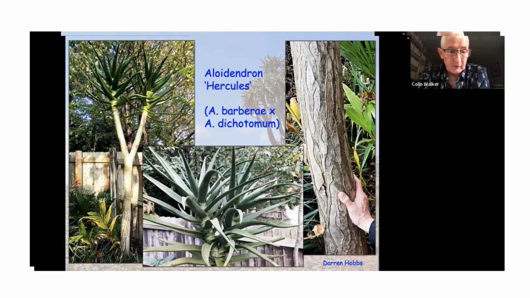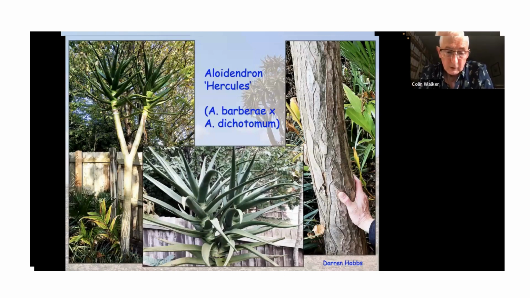On the left, it shows beautifully the dichotomous branching. Darren tells me this has never flowered, but it has branched. This plant has doubled in size. Let me just check on this. So it was 1.3 meters in 2012, and by 2024, it was 12 feet or 3.6 meters tall. So it has grown rapidly in Darren's garden in South Wales.